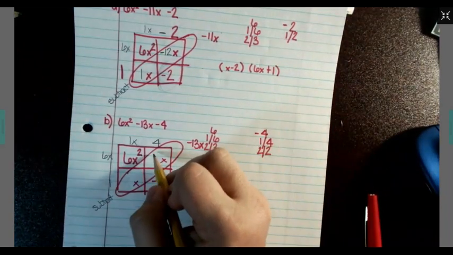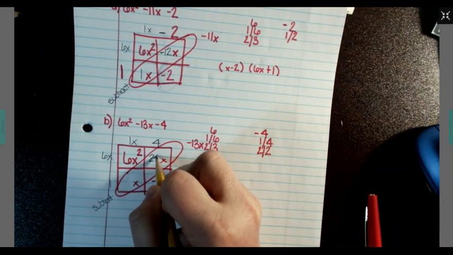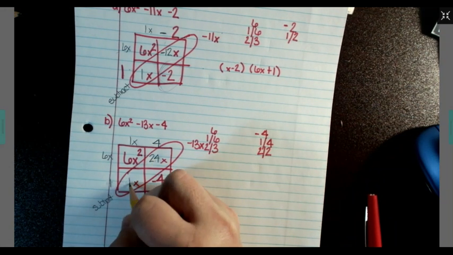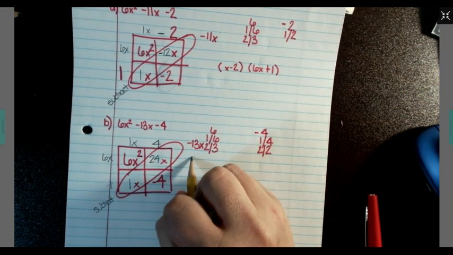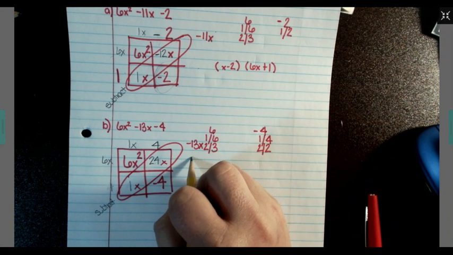If I switch those around, I get 24x and 1x. If I subtract those, I am definitely not going to get negative 13. Okay.